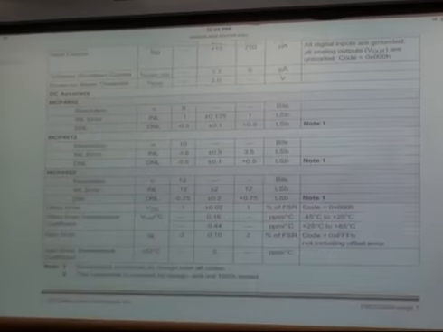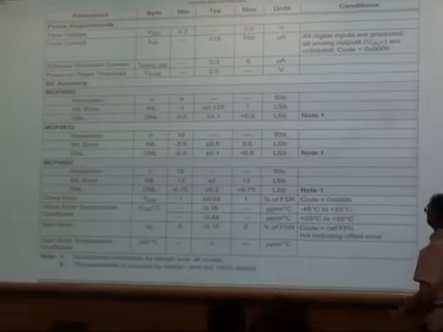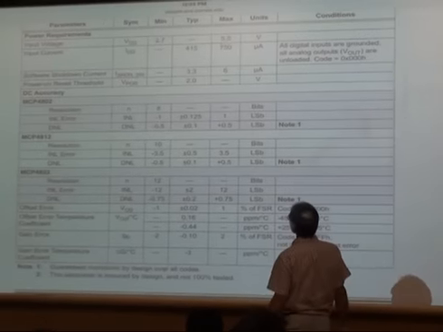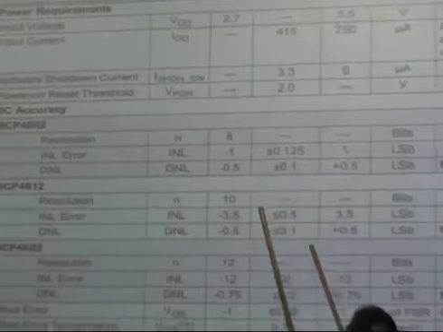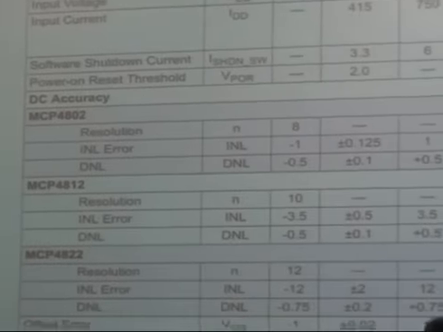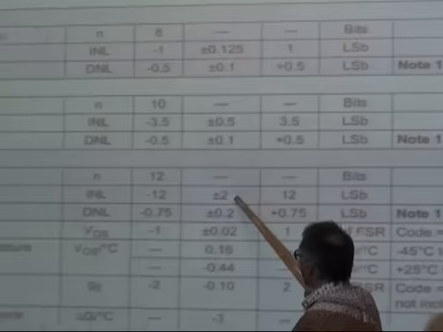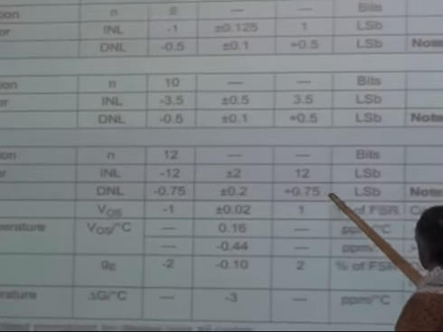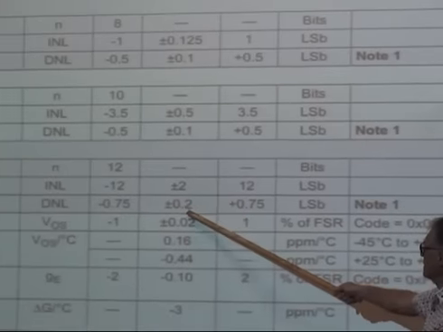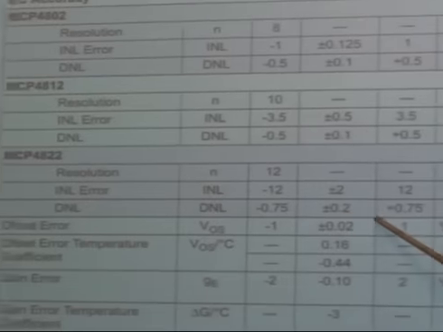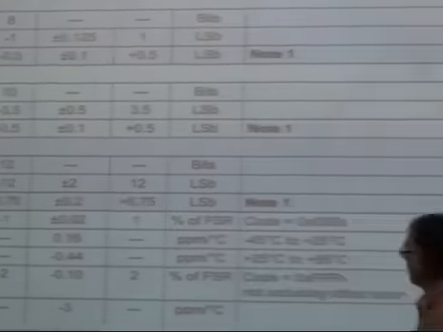It is, however, worthwhile looking through some of the other data. How much current does it take? Well, half a milliamp, that's not so bad. The 4822 is what we're using. And the INL error. What's INL? DNL, differential nonlinearity error, is only a half of a least significant bit. INL error, I don't even know what that means. Huh, should look that up.